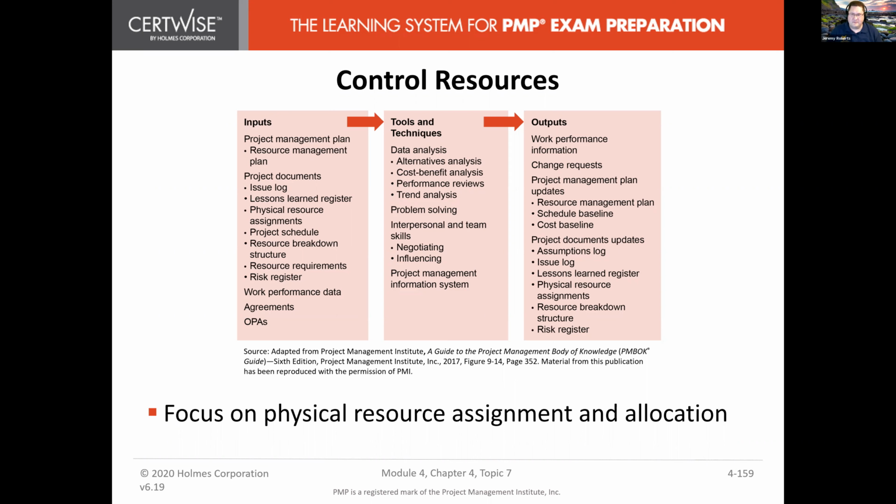So this control resource is really just focusing on the physical resource, where we've assigned it and who has access for it for their activity. So like who's allocated the usage of it. So we're really looking at that. If it's not a physical resource, it's kind of hard to control that. But it's possible to control that.